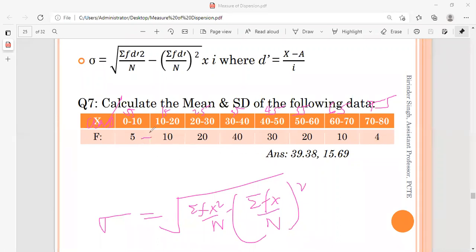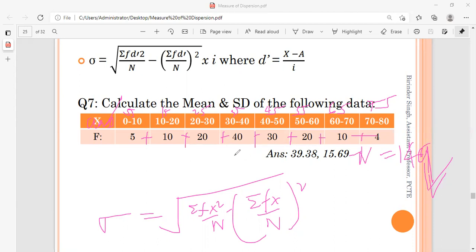You have to add 5, 10, 15, up to 2 plus 20. It becomes 35 plus 40, 75 plus 30, 105 plus 20, 125 plus 10, 135 plus 4, 149. I think n is equal to 149, I guess. So this is the total sum.